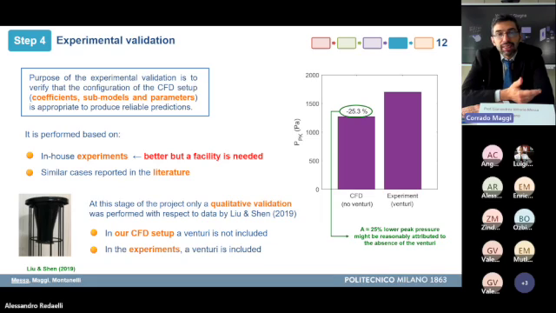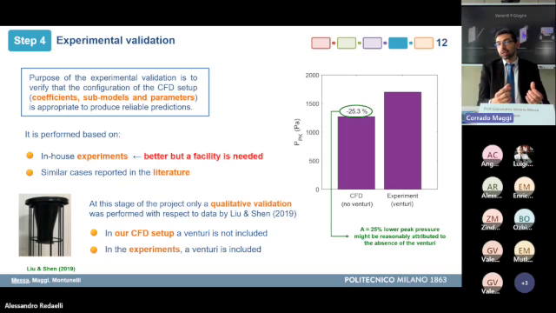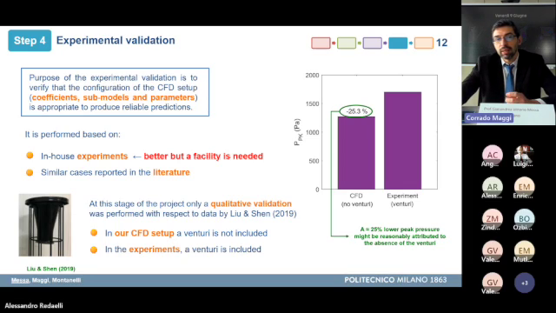Based on some consideration, we can say that a similar underestimation can be acceptable because it might be due to the fact that in our simulations, no Venturi was accounted for. Probably including the Venturi in the CFD setup would reduce this underestimation to a very small value. Clearly, this is reasonable but speculative. And indeed, what we are planning to do now is to improve this validation by reproducing as closely as possible the experimental test by Liu and Shen.